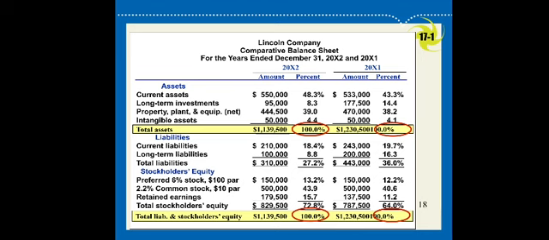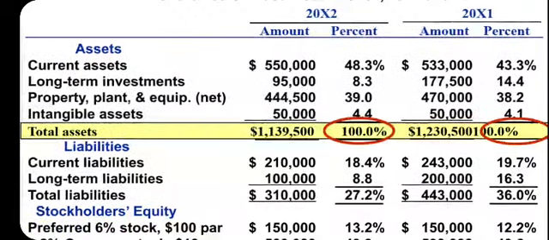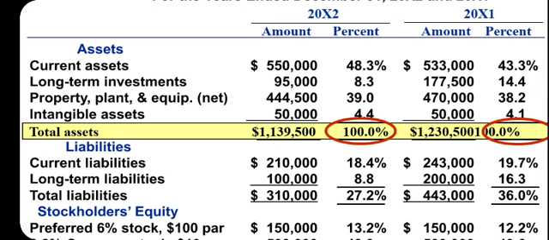Okay, let's see how to calculate the percentages. Oh, there is no calculation. But you should know that, for example, to calculate the percentage for the current asset, the calculation is 550,000 for year 2000X2, current asset 550,000 divided by the 1,139,500. So you will get the 48.3%. For long-term investment, year 2000X2, 95,000 divided by 1,139,500, you will get the 8.3%.